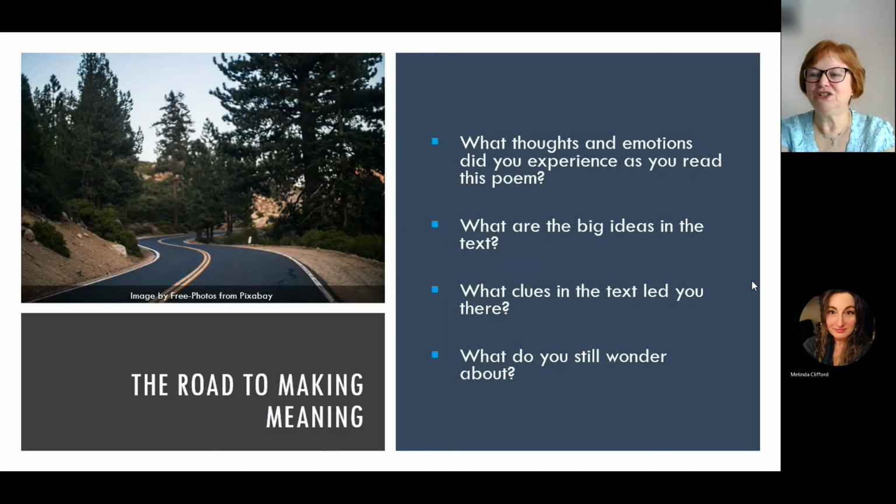In our live presentations, we ask participants to talk about the poem in breakout rooms and discuss the guiding questions that you see on the slide. What thoughts and emotions did you experience as you read the poem? What are the big ideas in the text? What clues in the text led you there? What do you still wonder about? If you're viewing this with colleagues, please take time to discuss the guiding questions.